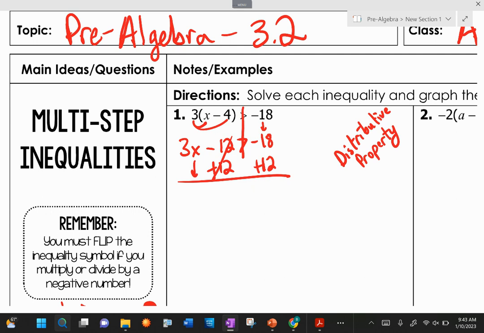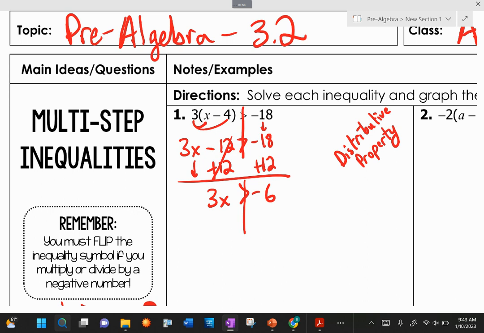12s cancel out. I'm going to bring down the 3x. I'm going to bring down the sign. I'm going to do negative 18 plus 12, which will give us negative 6. And now I start the process over. Split it in half, locate the variable, identify what's being done to the variable. It's being divided, so you gotta multiply it.